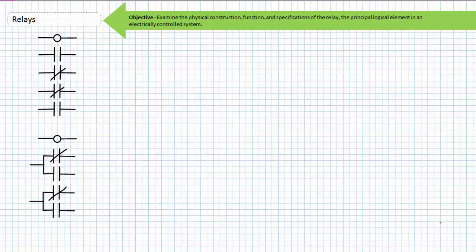Our objective is to take a brief look at the relay. A relay is an electromechanical switch that serves as the principal logical element for an electrically controlled system. In contrast to the contactor, a relay is traditionally designed to establish or interrupt low voltage control or pilot signals only, and not high voltage, high current power input used to run an industrial motor.